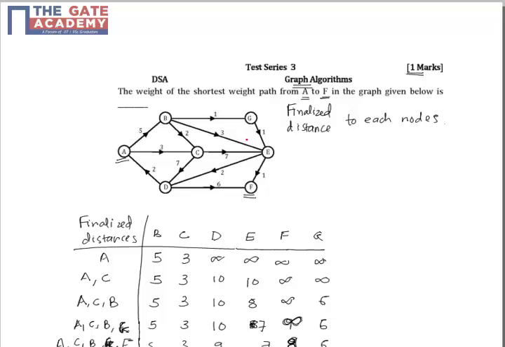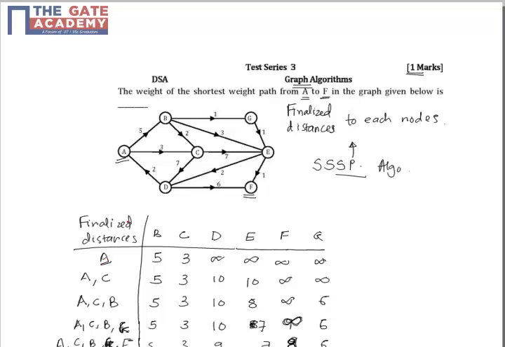This can be solved by using Dijkstra's single source shortest path algorithm. What this algorithm will do is finalize the distances to each node. Let's see how it works. A is the source here, and I want to measure the distance from A to B, C, D, E, F and G. First we'll see what the direct edges are between A and all other vertices.